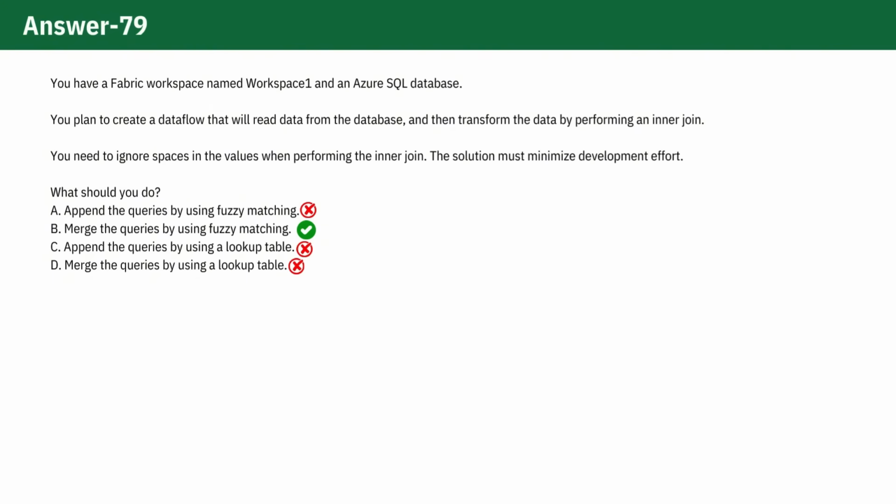Option D. Merge the queries by using a lookup table. While merging is the correct approach for performing an inner join, using a lookup table does not directly address the issue of ignoring spaces in the values. A lookup table is typically used to find a corresponding value, but doesn't handle the issue of spaces or fuzzy matching. This approach wouldn't ignore spaces or perform fuzzy matching, which is necessary to correctly join the data in this scenario.